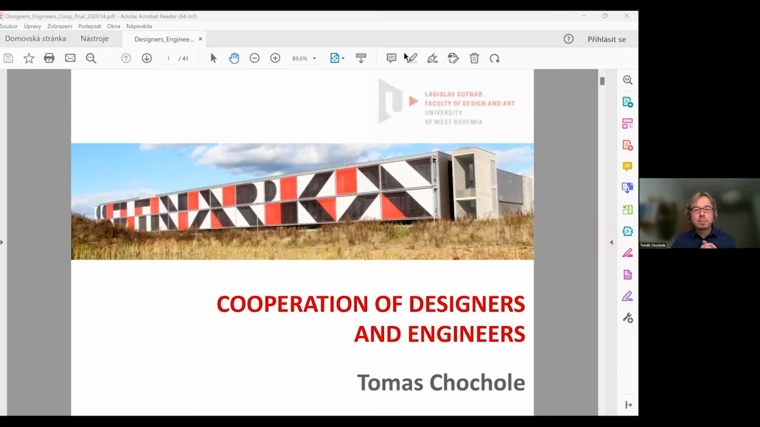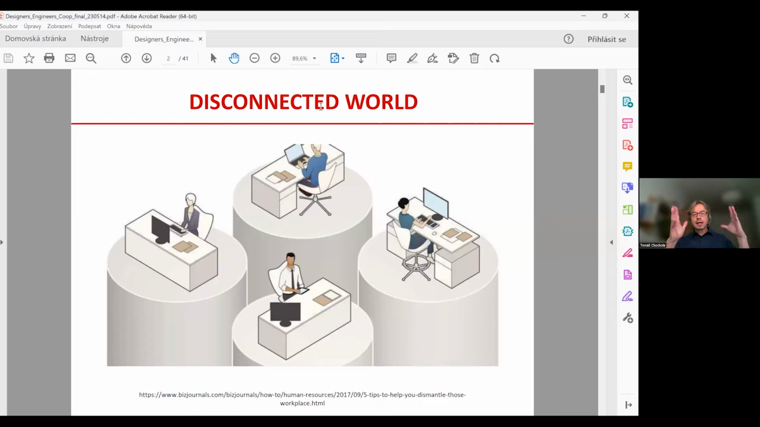Thank you very much. On this first picture, you can see the Faculty of Ladislav Sutnar Design and Art, which is part of the University of West Bohemia. In the beginning, I have a short story for you. Just try to imagine this disconnected world. This is about four people, maybe four friends, who are working close together, but they have their own environment. They have their own computers, their own offices, but there is no connection between them. They have their own silos. They are really independent and they can't go for lunch together. They have no opportunity to be together because there is a big distance between them.